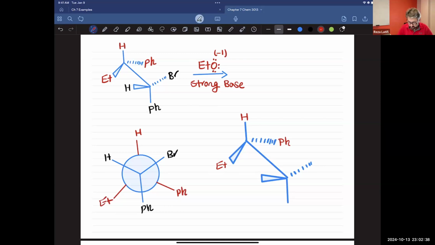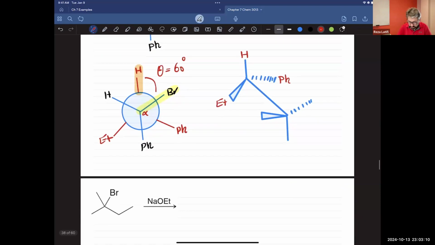Now the front carbon will be the alpha carbon, and the back carbon will be the beta. So the blue one will be the alpha, and the back carbon will be the beta. Look at the position of the leaving group. This is the leaving group. And where is hydrogen? The hydrogen on the beta carbon is there. I'm talking about this hydrogen. These two right now are in a gauche position. Why gauche position? Because the dihedral angle between them is 60. You cannot do elimination. So E2 elimination is not going to happen. This one will not work.